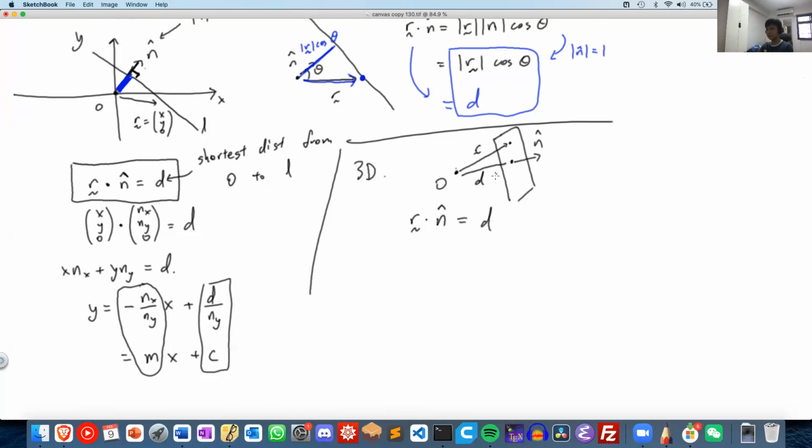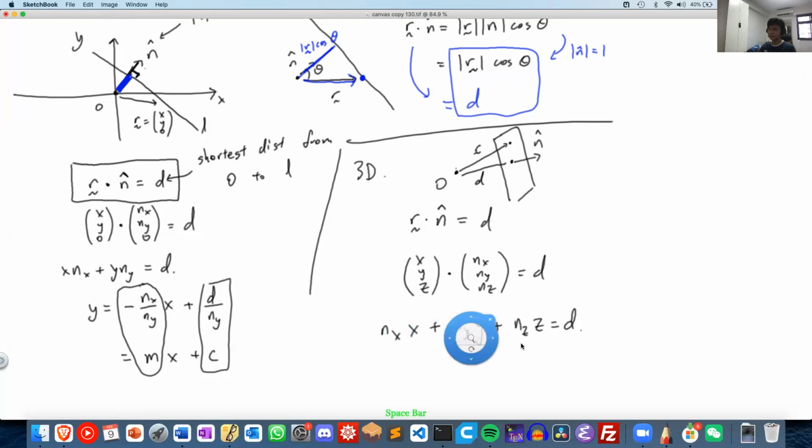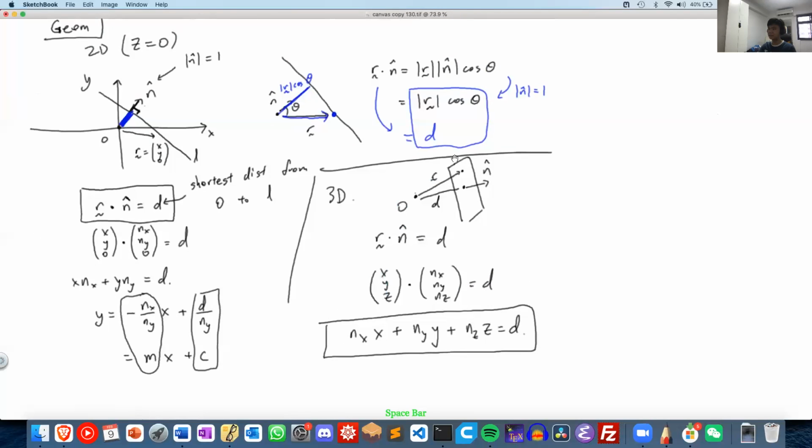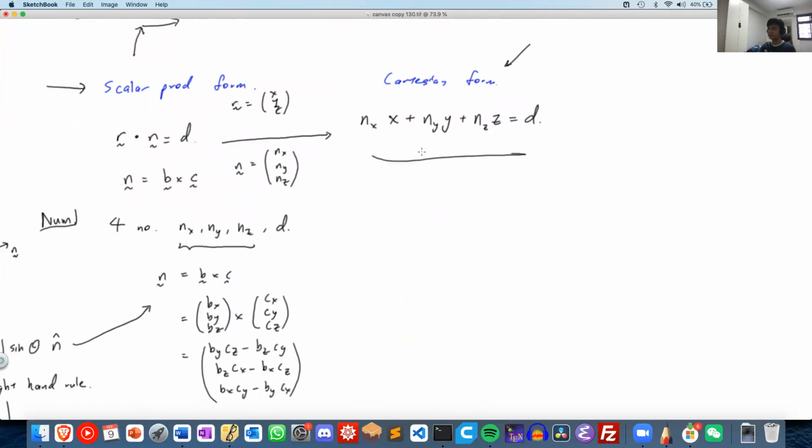Because we have brought ourselves to the third dimension, we have x, y, z dot nx, ny, nz equals d. So we're no longer restricted to the z equals 0 plane. The equation that we see is actually this equation. Now this is no longer automatically recognizable, you might not recognize it, but this is precisely the Cartesian form of a plane. We've just converted the scalar product form to the Cartesian form.